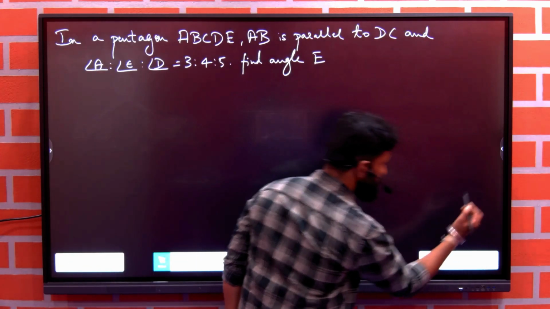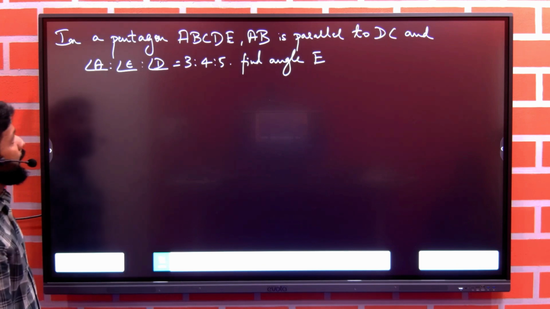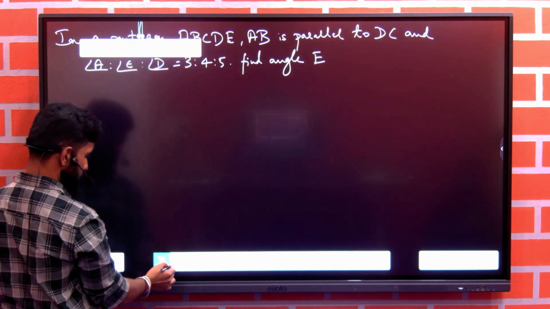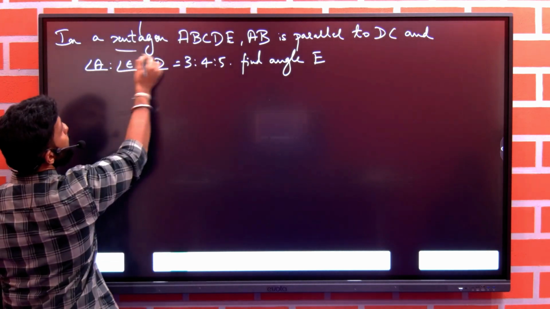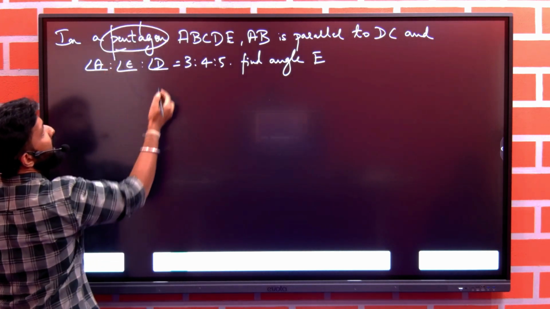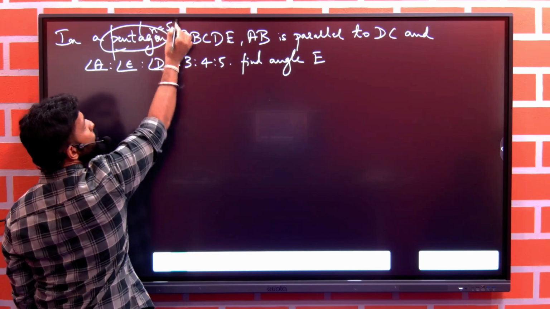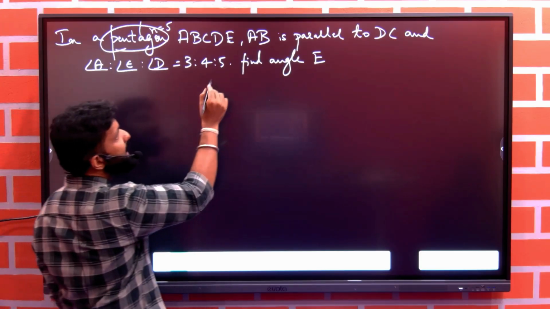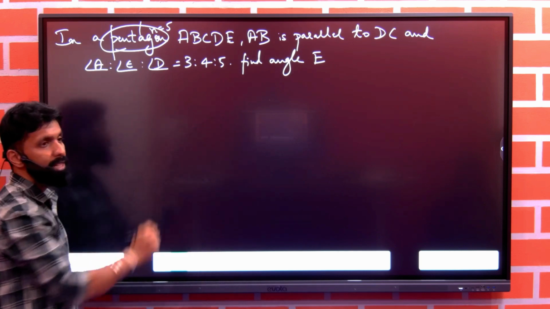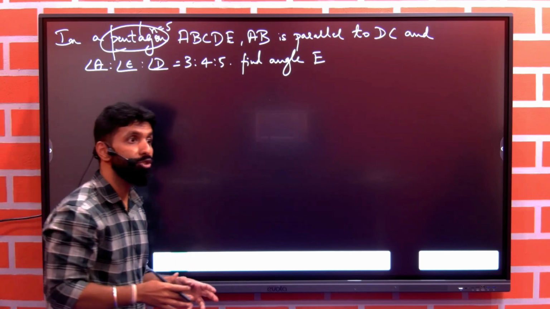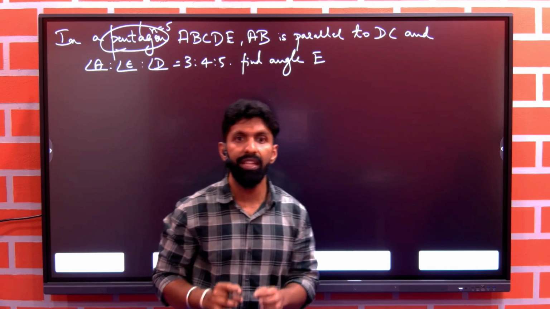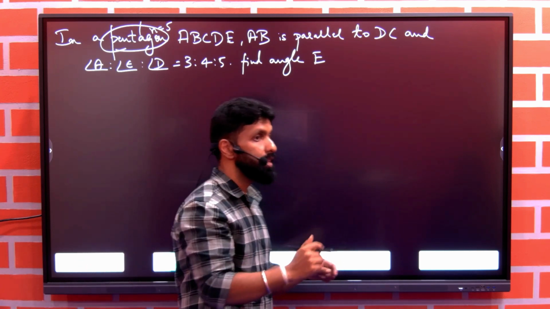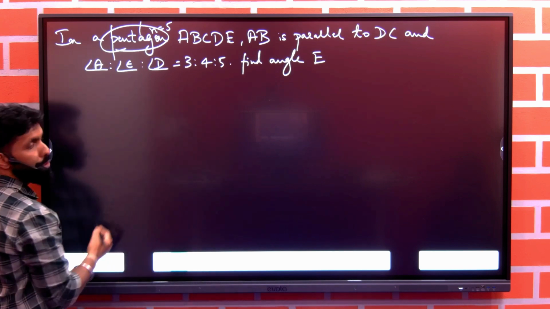So next question. In a pentagon, pentagon means number of sides is equal to 5, right? So in a pentagon ABCDE, AB is parallel to DC. So they want us to draw a pentagon very carefully. My pentagon should make sure that AB and DC are parallel. So let's carefully draw this.